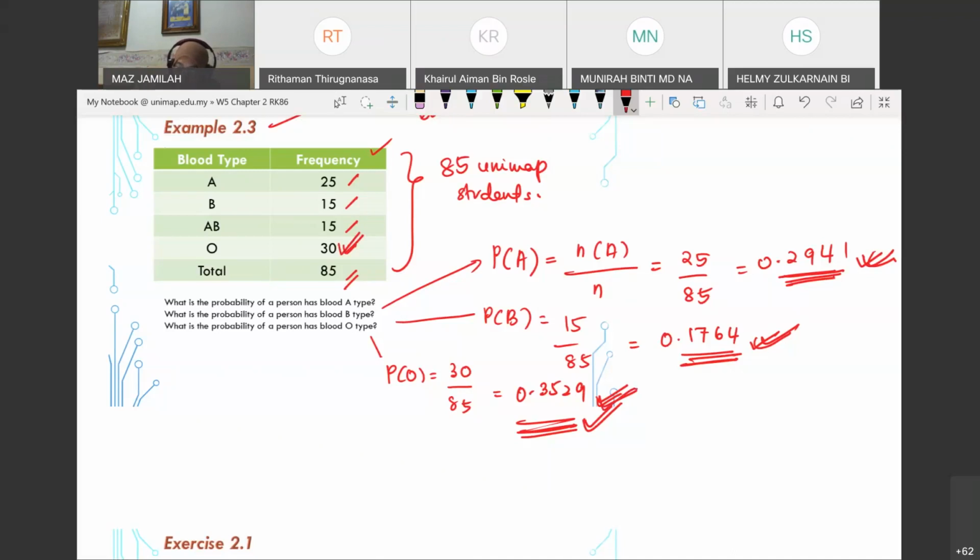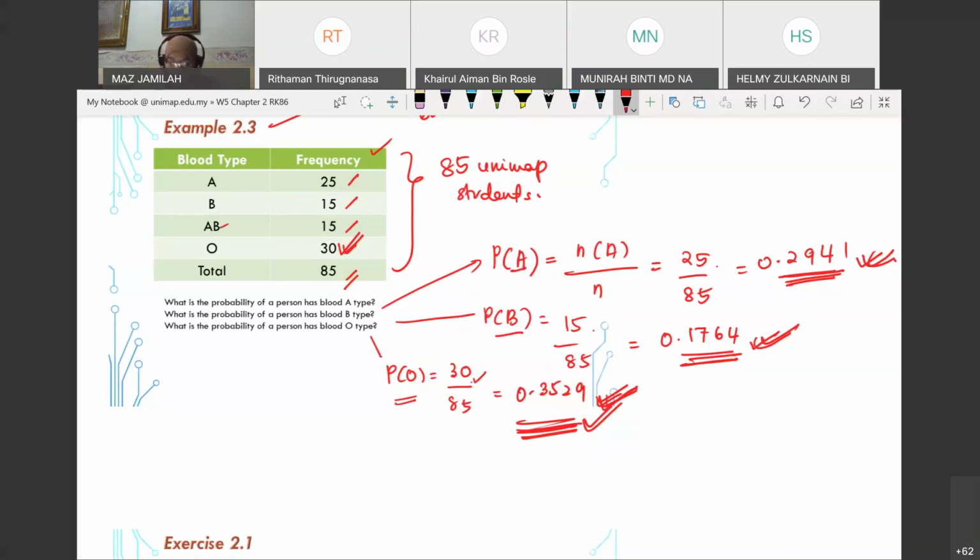Definitely. We are talking about 25 students, 15 students, and 30 students. Definitely the probability with 30 students is much higher than 15 and 25. And we know that for a higher probability, that is the chance that it will occur. The chance for O to occur is greater than B, A, and AB. So that would be the observation that I wish you to have when you look at the difference in value of probability.